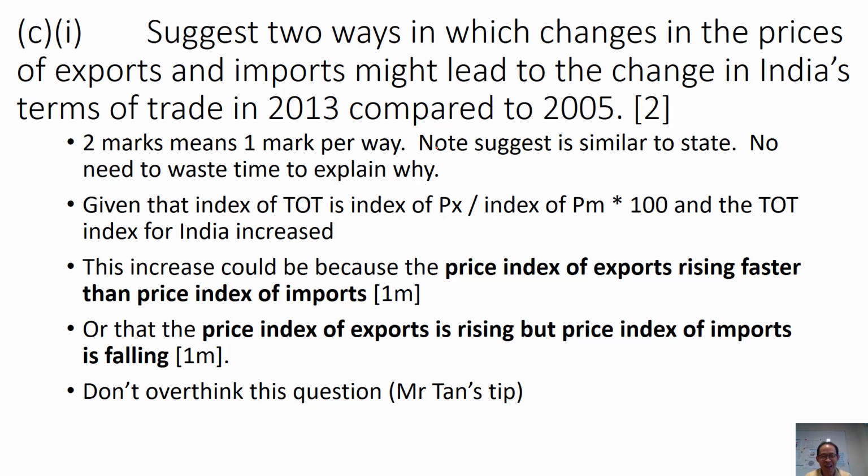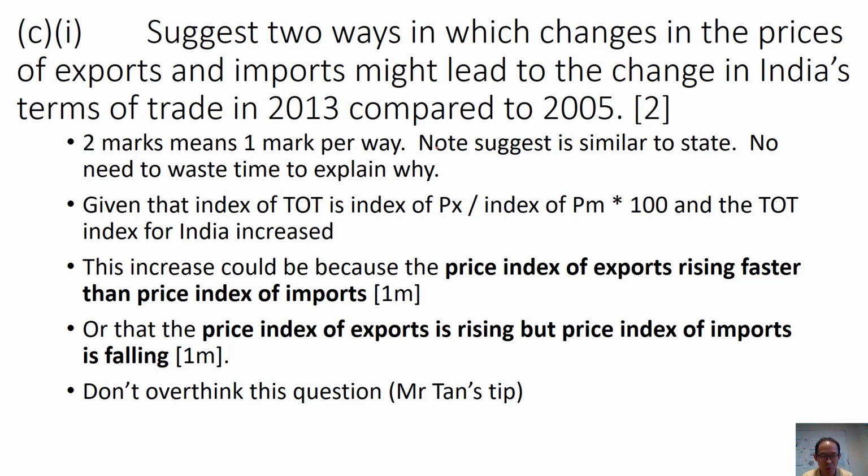Of course, there are various permutations and combinations that this might be possible. So you could say that the price index of exports is falling, but the price index of imports is falling at a greater rate, at a faster rate.